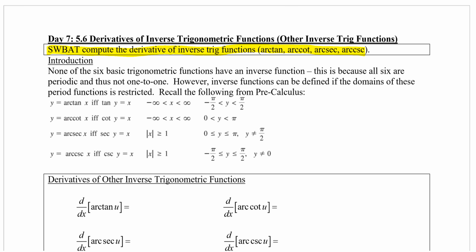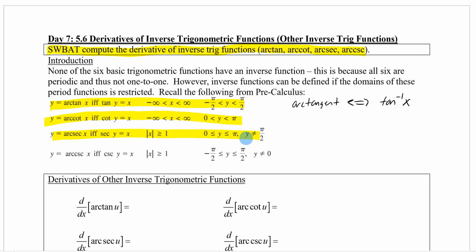I just want to clarify, arctangent can be rewritten as tangent inverse, and that goes the same for arccotangent, arcsecant, and arccosecant. These are just functions, and in class I'll go over why we need to restrict the domain for each of these trigonometric functions. And if you saw the last video, you'll know that sine and cosine are not monotonic. They're not strictly increasing or decreasing, so the inverse function does not exist.